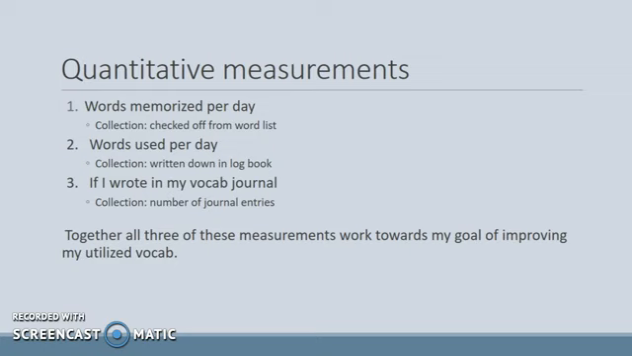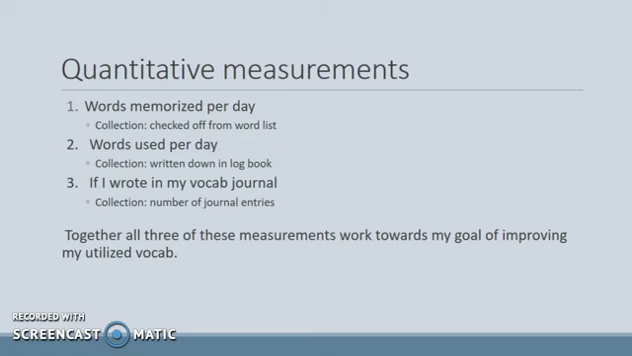So number 1 was the words memorized per day. This is important because I have to start somewhere. I collected this by marking off on the list that I got the words from, that I memorized those words. And I use this because I have to start somewhere, and without memorizing words, I can't use new words, and I won't get anywhere.